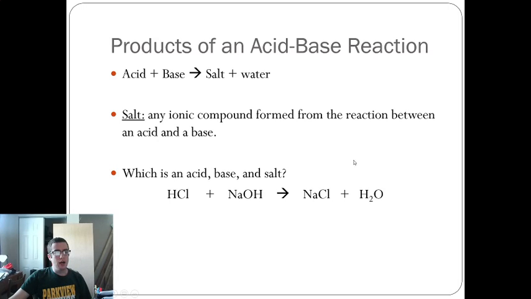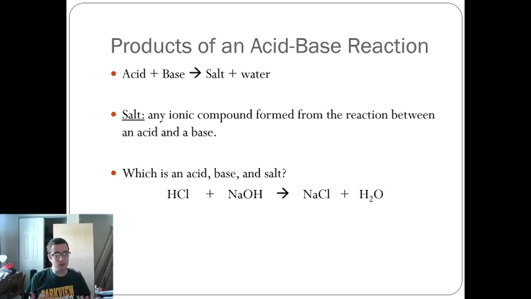So first off, for any acid-base reaction that we have, the products are always going to be the same. Anytime I have an acid and a base react with each other, I'm going to wind up with two different products. I'm always going to wind up with some kind of salt, and I'm going to wind up with water. Now, when I say salt, the technical definition, at least scientifically, of a salt is any ionic compound formed from the reaction between an acid and a base.